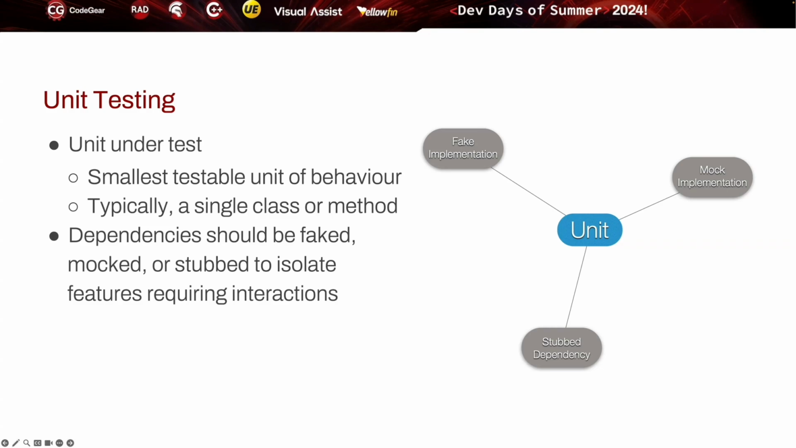The more things that are interacting with your unit, the greater the variables are in your testing. You need to try and isolate that so you can control the environment that you're testing in, and then you should know the results exactly of your unit that you're testing.